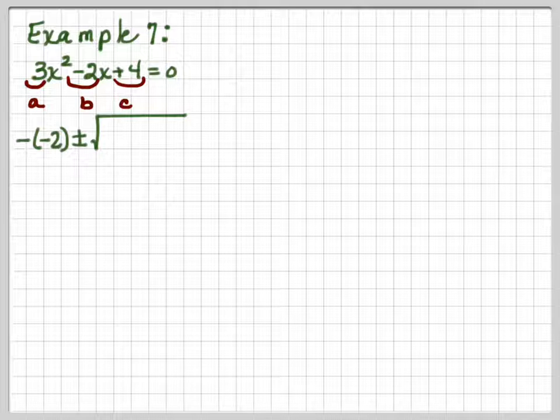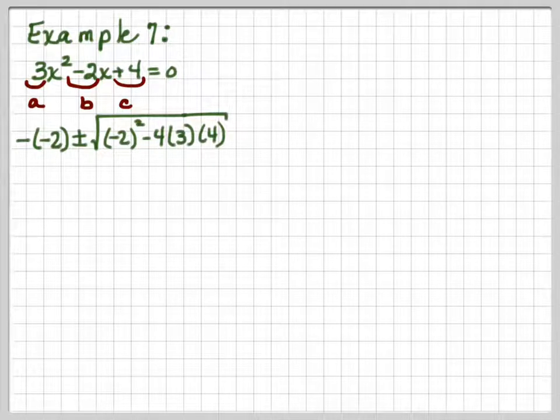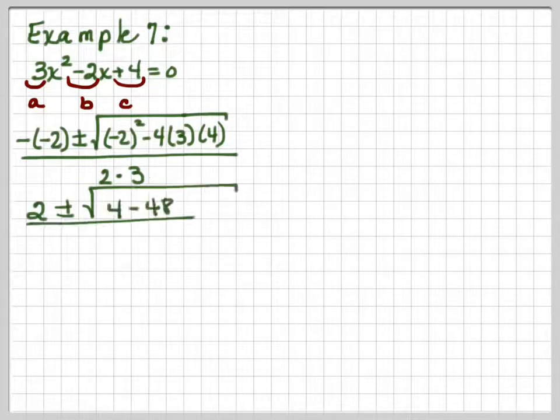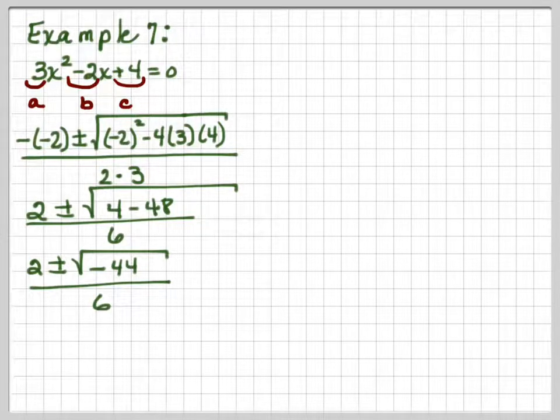we have negative of minus 2, plus or minus the square root of minus 2, the quantity squared, minus 4 times 3 times 4. Please remember that first term under the radical sign will always be positive, because it doesn't matter whether b is positive or negative. When you square a negative or square a positive, you get a positive. So, of course, this is going to be over 2 times 3. So we'll have 2 plus or minus the square root of 4 minus 48, all over 6, which gives us 2 plus or minus the square root of negative 44 over 6.